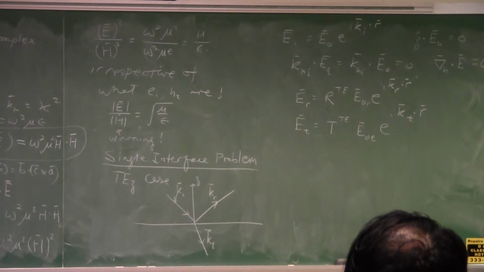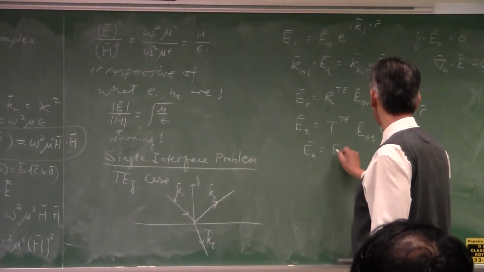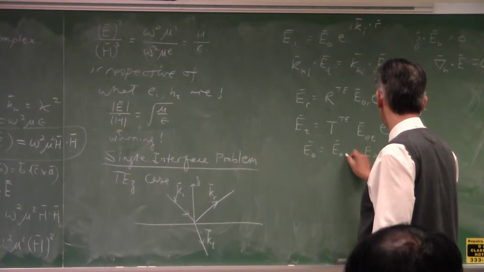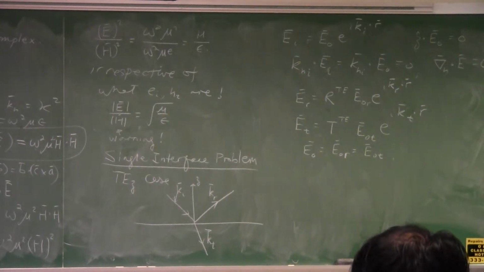Otherwise, you cannot match the boundary condition. E naught T has to be equal to E naught R has to be equal to E naught T. Otherwise, it's not possible to match the boundary condition. Then, because of that, you need only to match the tangential E continuous boundary condition.